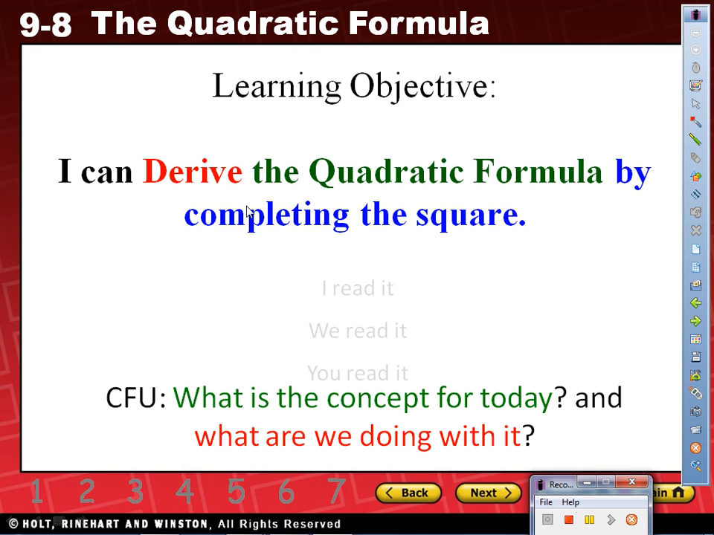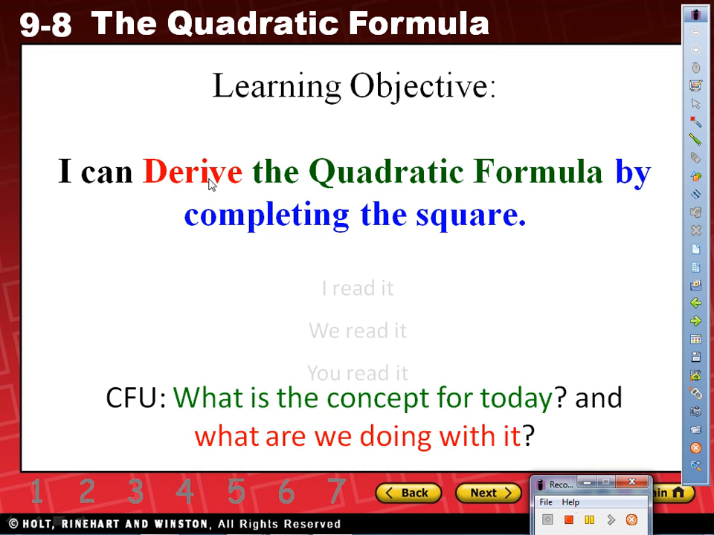Here, our objective for today: I can derive the quadratic formula by completing the square. Let's read together. 1, 2, 3. I can derive the quadratic formula by completing the square. So, we already know what the quadratic formula is, right? We memorized that. We know the process for completing the square, right? And we did one right now in the warm-up.